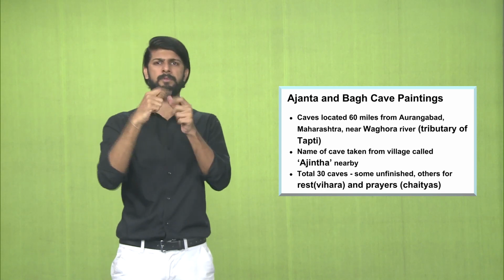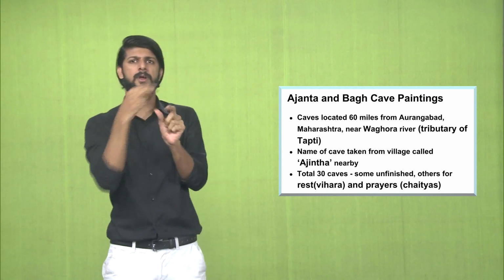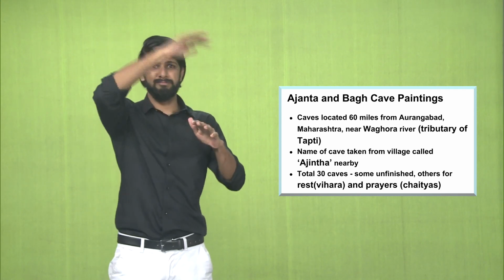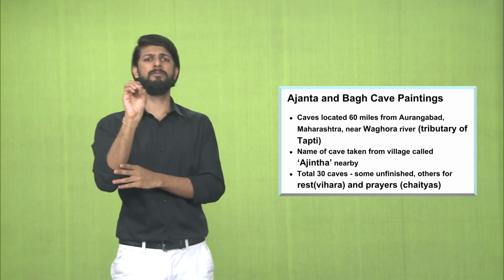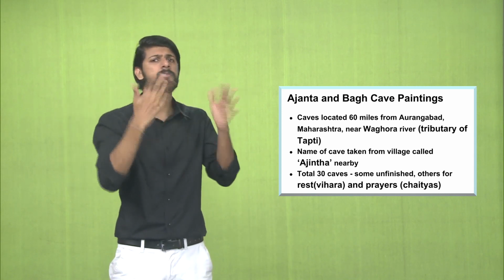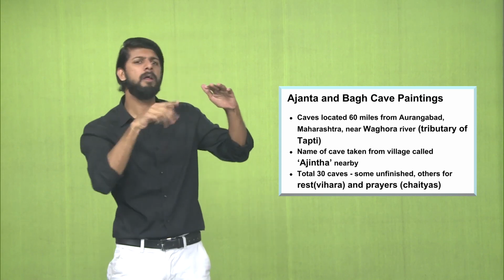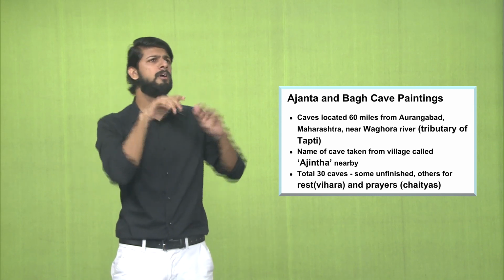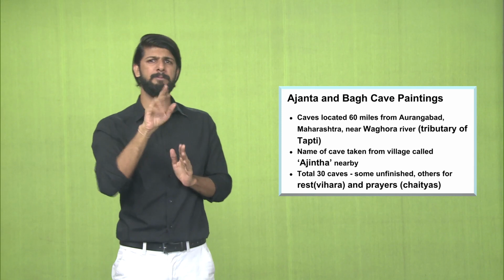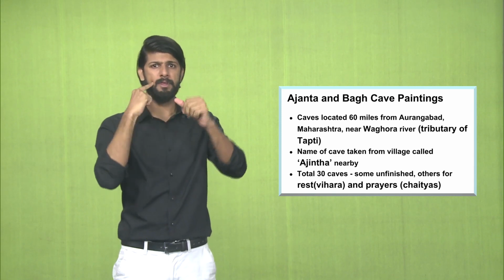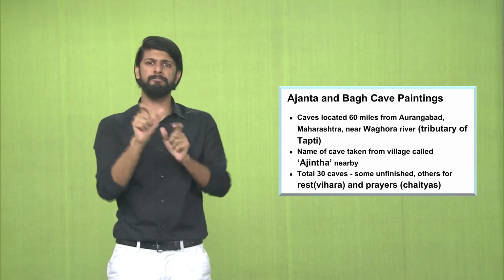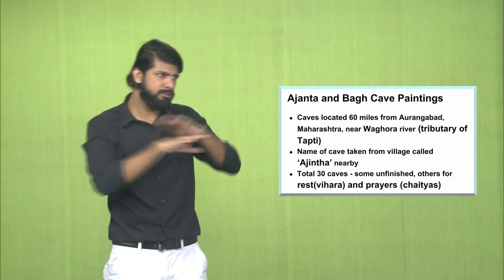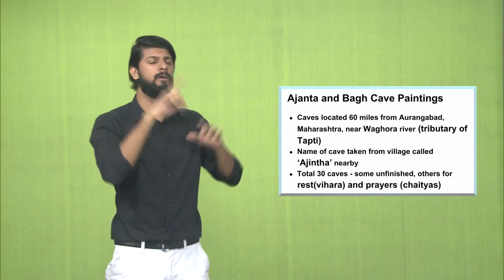The name of the cave is taken from a village called Ajanta, which is nearby the caves. We have a total of 30 caves. Some are unfinished, others are for rest, which are known as viharas, and chaityas, which are for prayers of the faithful and followers.